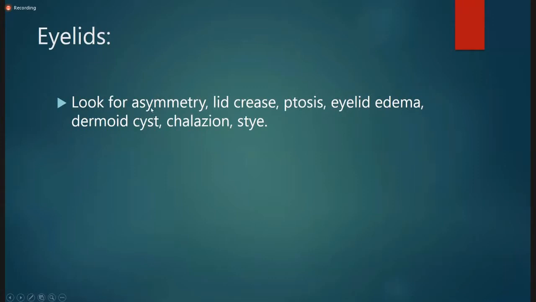So the eyelids, you have seen, look for asymmetry. The lid crease, superior lid crease, ptosis. What is ptosis? I will tell you: eyelid edema, dermoid cyst, chalazion, stye, or any other benign or malignant tumors.